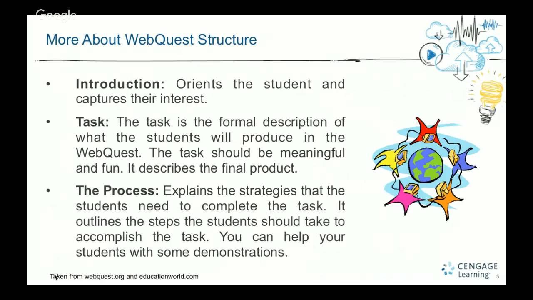Then we have the process. The process will explain the strategies that the students would need to complete that task. So there's going to be like an outline of the steps the students should take to accomplish a task. Also very important, remember that our students don't have that span of attention that we usually need. So you have to make it as easy as possible for them. You can help them with some demonstrations, of course, but make it easy for them. Don't make it complicated. Remember to use simple words, and the outline is a very useful tool so they can know exactly the step by step that you are going to have.